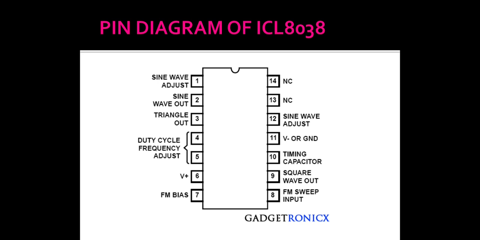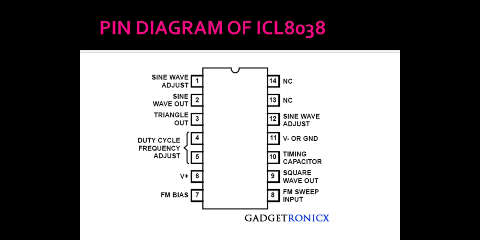Actually it is a 14 pin IC, and in this 14 pin IC we get three outputs. The outputs are available at pin numbers 2, 3 and 9, where at the second pin we get the sine waveform, at the third pin we get the triangular waveform, and at the ninth pin we get the square waveform. And pin numbers 6 and 11 act as the supply pins to this IC, V plus and V minus or ground. And the 13th and 14th pins do not have any connections.